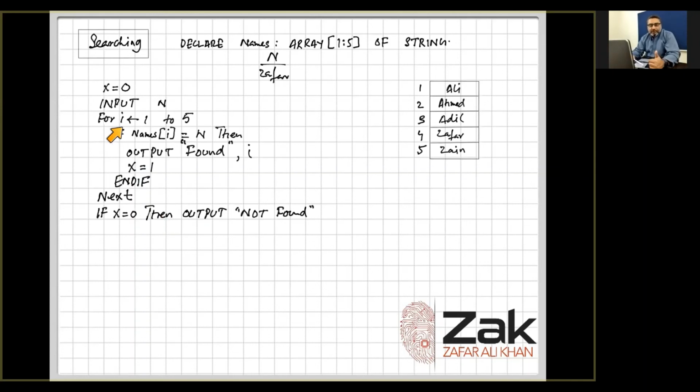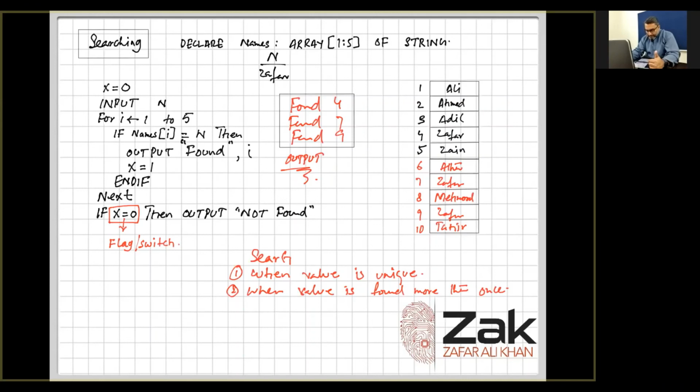So the whole loop goes on for I 1 to 5, and if name I is equal to n, which is Zafar, then it outputs found at ith location and makes x equal to 1, and if it is not found, x will remain 0, and the message not found would be output.